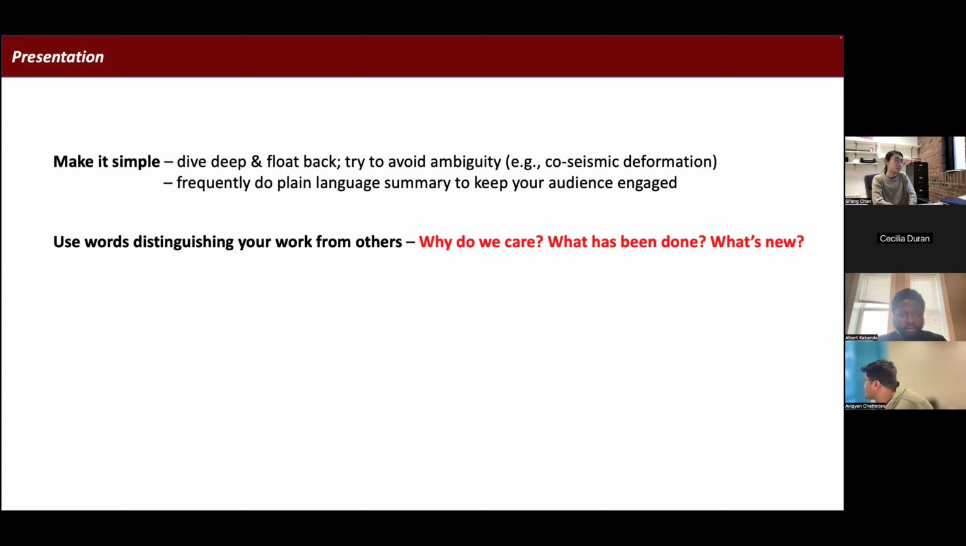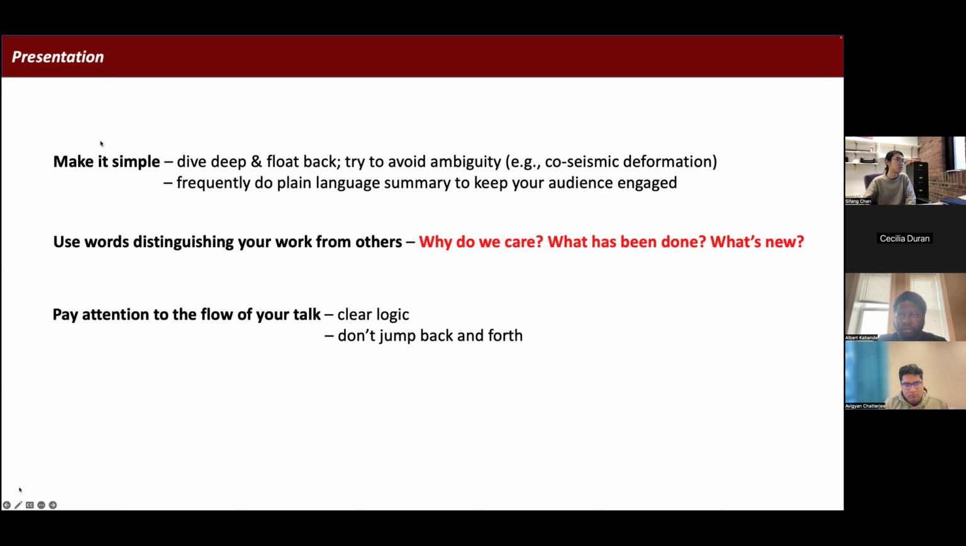And I also want to say, try to use some words to distinguish your work from others. These are the three main questions I think we should answer in the talk and also the poster. So why do we care about your study? What has been done before? And what's new in your study? If you can answer these three questions, then I think most people won't have any questions about the motivation of your work.